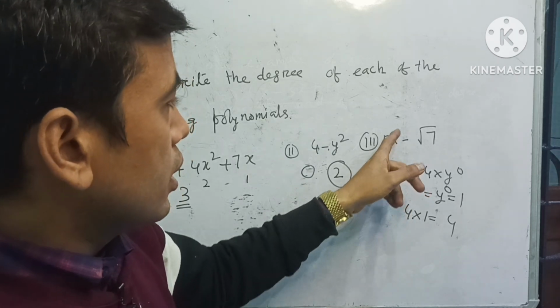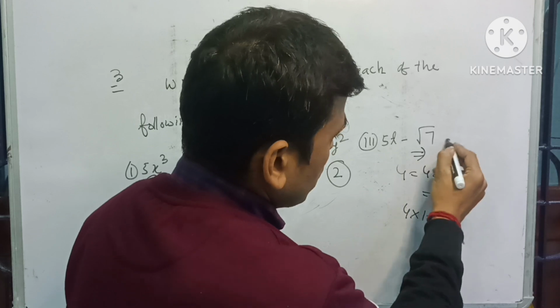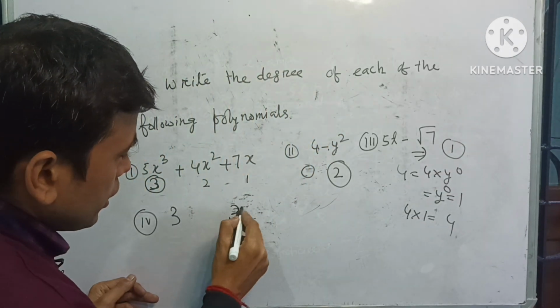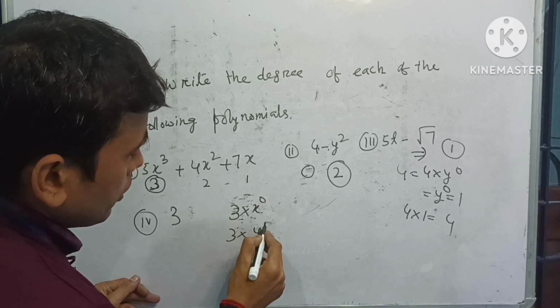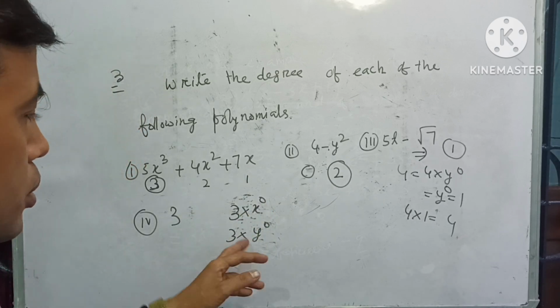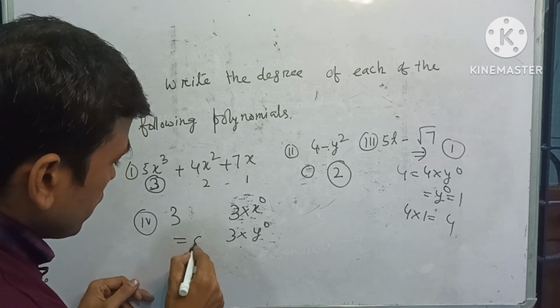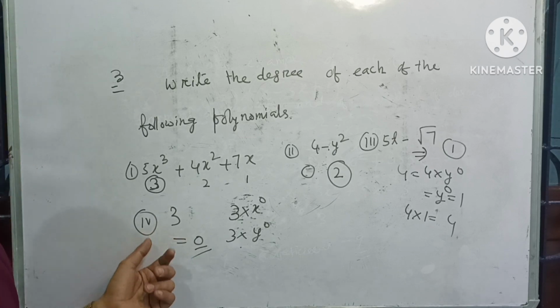Similarly here the exponent of t is 1. So the degree of this polynomial is 1. But 3 can be written as 3 into x to the power 0 or 3 into y to the power 0. You can use any variable whose power is 0. So the highest power here is 0. So the degree of this polynomial is 0.